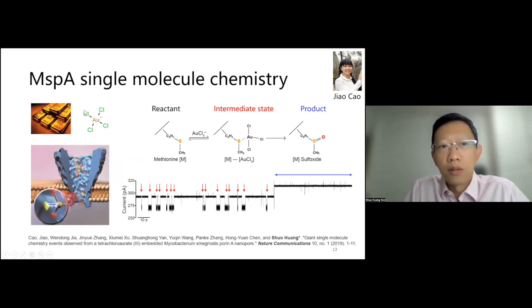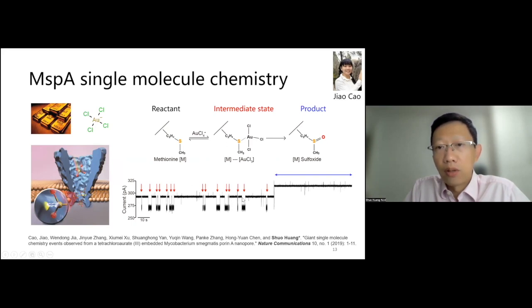For example, this is tetrachloroaurate. It's like a single anion. When you put that into this nanopore, some magic will happen. Basically, the sulfur-containing amino acid right at this position of the MSP nanopore will react with tetrachloroaurate in a highly reversible way, and then you see these kinds of reactions.